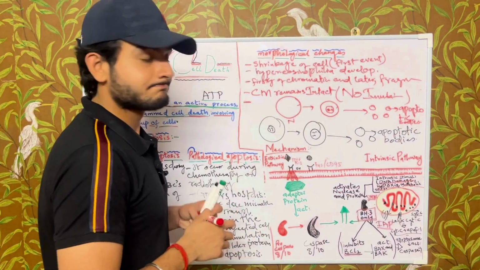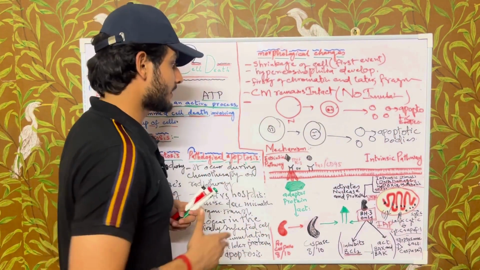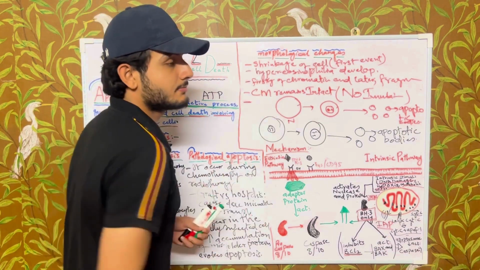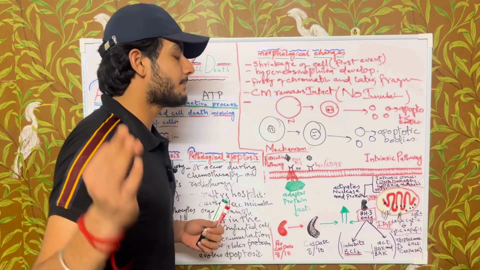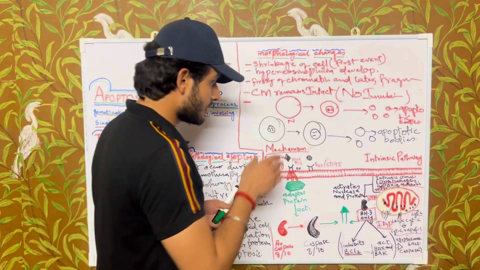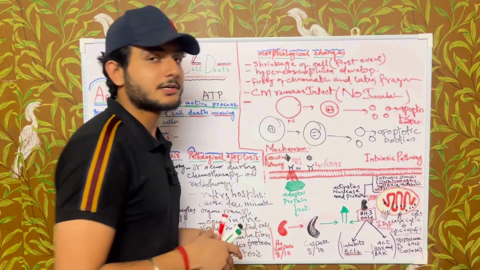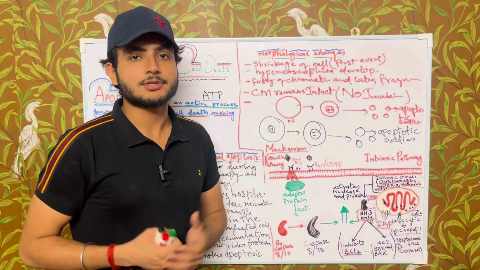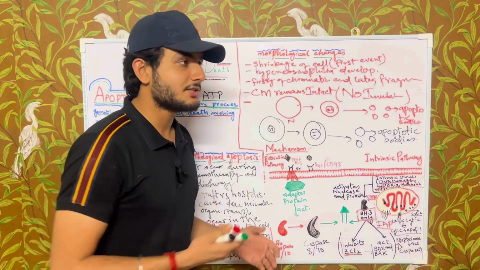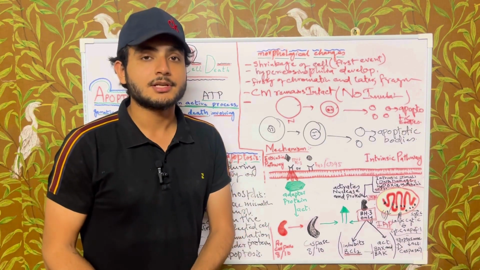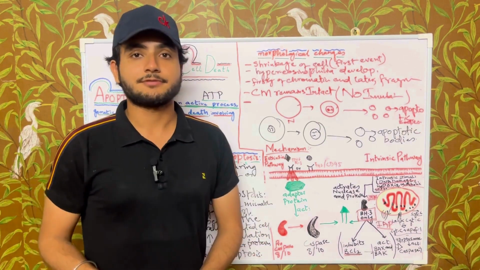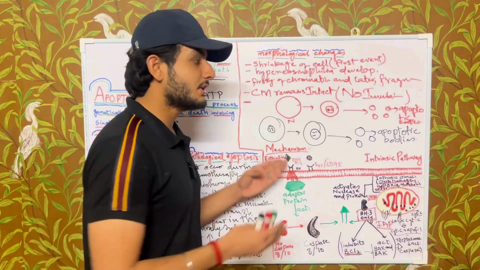Okay, you must be clear about it. Now let's talk about the mechanism of apoptosis, and this is the most important part of this lecture. Apoptosis occurs in two phases. Firstly, there is the initiation phase. Later, there will be the execution phase. Now let's talk about the initiation phase.